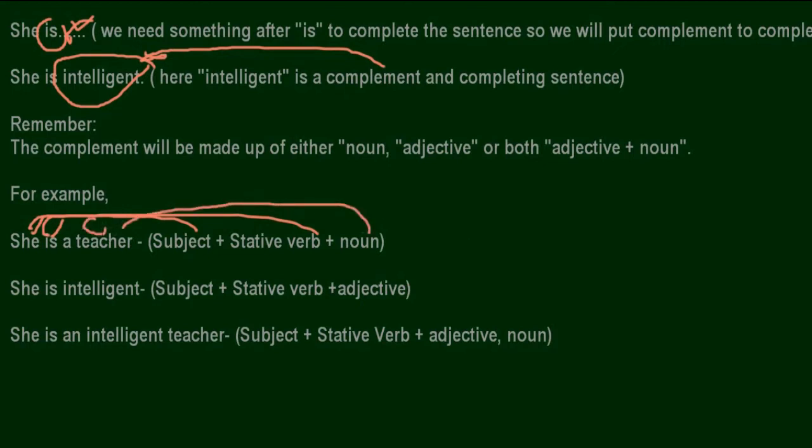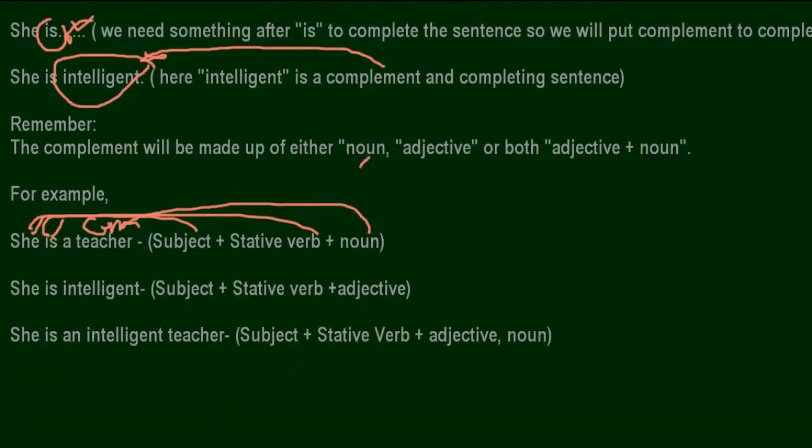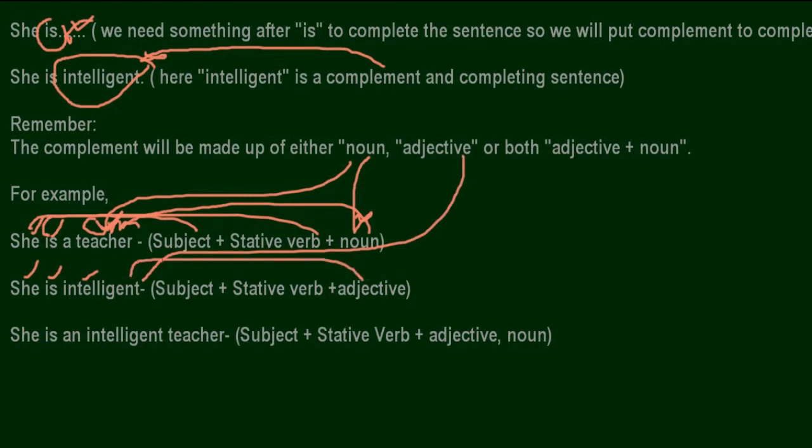And it will be a complement. A complement will be made up of a noun, an adjective, or an adjective plus noun. So here we have a noun. In the same way, she is intelligent. She is the subject, is is a stative verb, and intelligent is an adjective. And like I said before, we will use either a noun, an adjective, or both adjective plus noun.